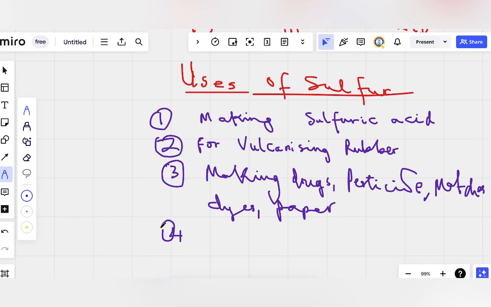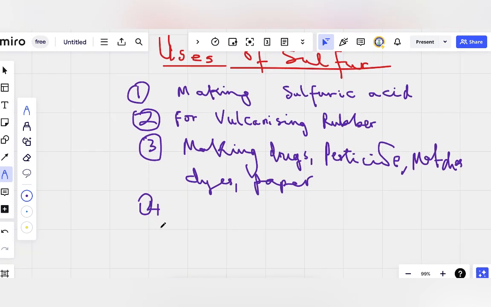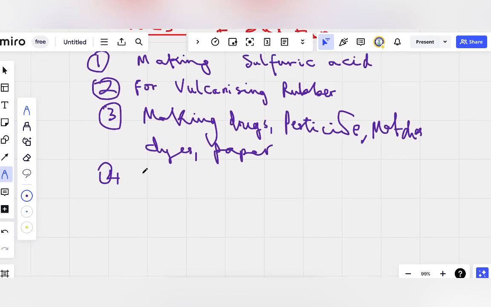Making cosmetics: your shampoo, your hair cream, your lotion. So I just write cosmetic, so I don't have to write everything. Sulfur is used for making cosmetics, like your lotion, your body cream, your shampoo, your hair cream, whatever you want to call it. So simply we say it's used for making cosmetic. So you can see it's super important. Your body lotion, sulfur is used in manufacturing them.